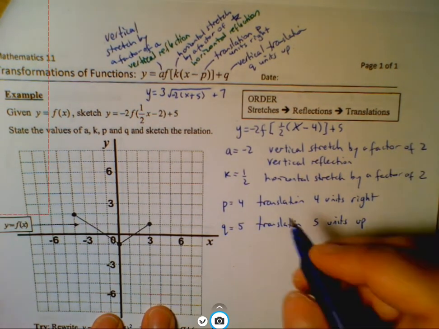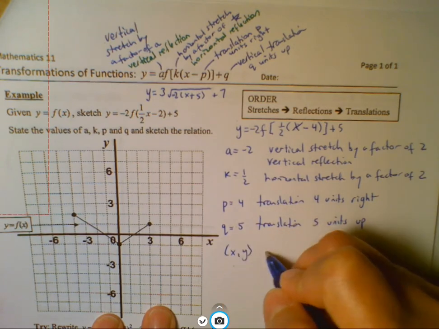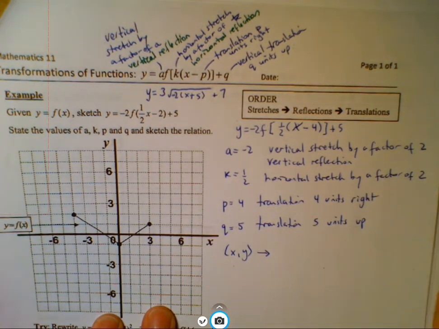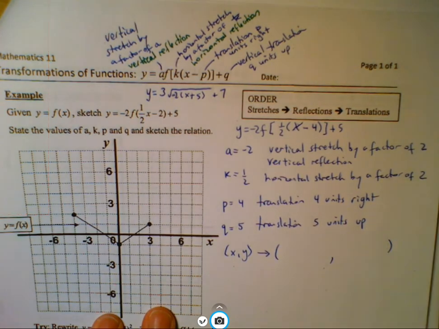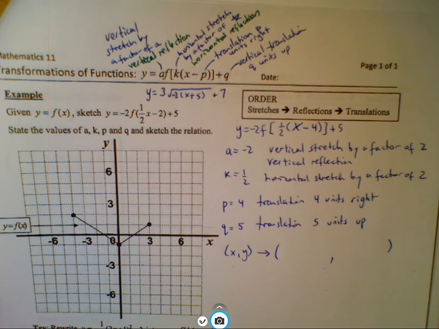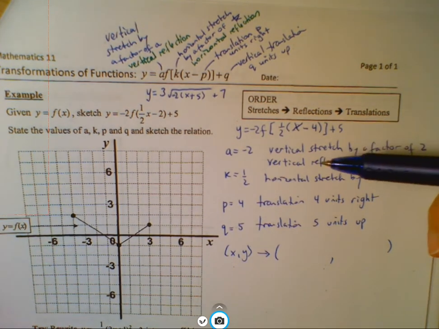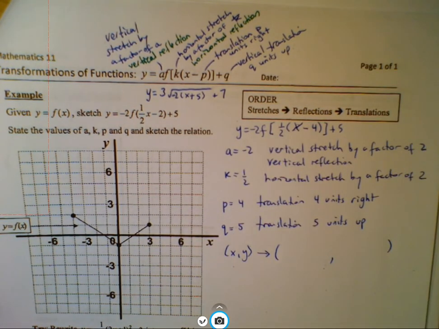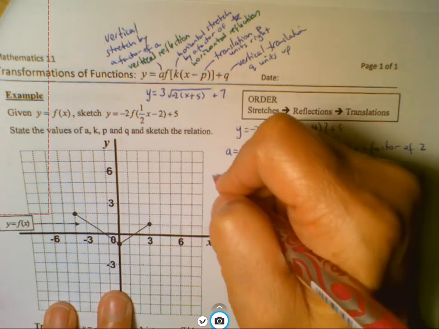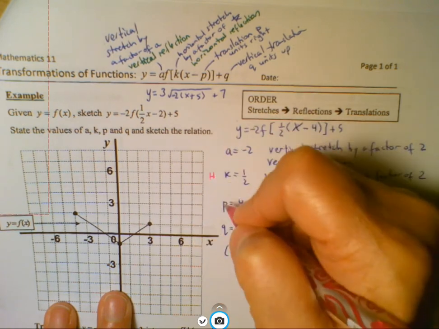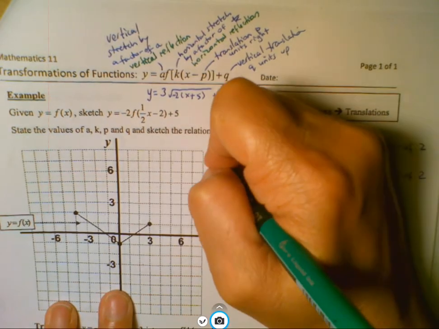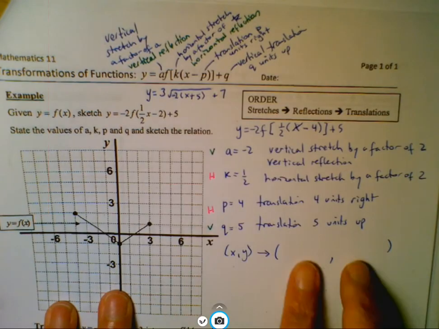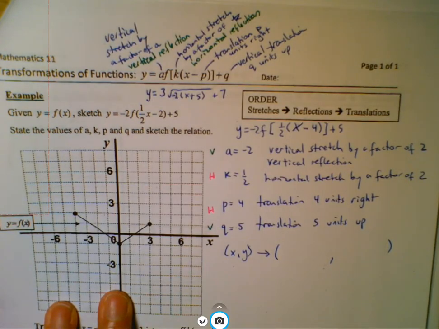And now that I've written them in words, the mapping rule should flow directly from these words. So let's see what happens to the x's and what happens to the y's. So the x's, which of these variables is going to affect the x's? Which of them are horizontal? So this is the k and the p. So I'm going to put a little h and an h, and a little v for the a and the q, so that you know which ones go with x and which ones go with y.